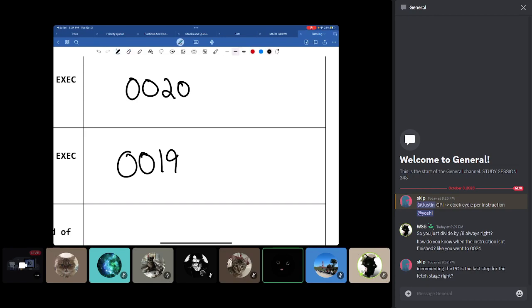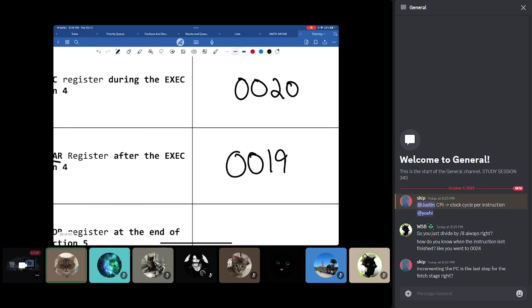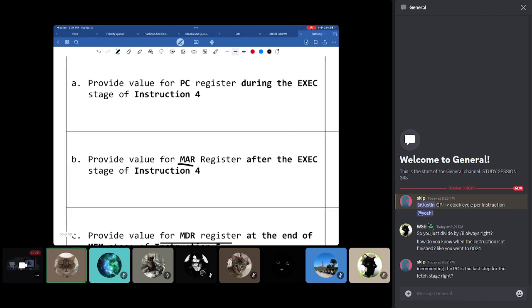Wait, why is it the instruction? Sorry? Because this is an R-type instruction. The instruction was R3, R2.